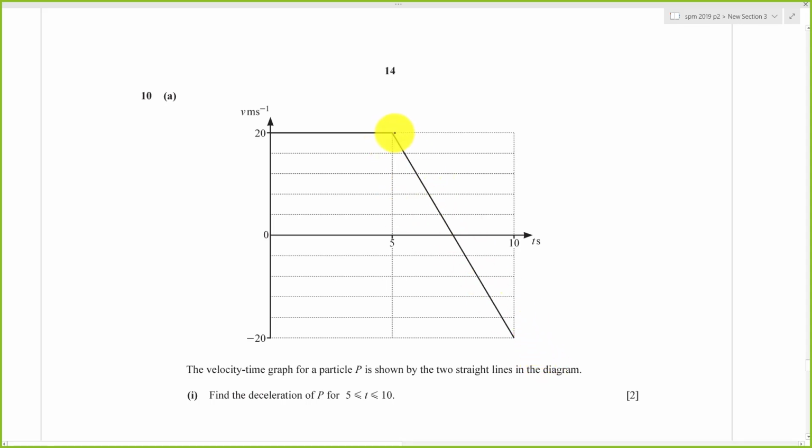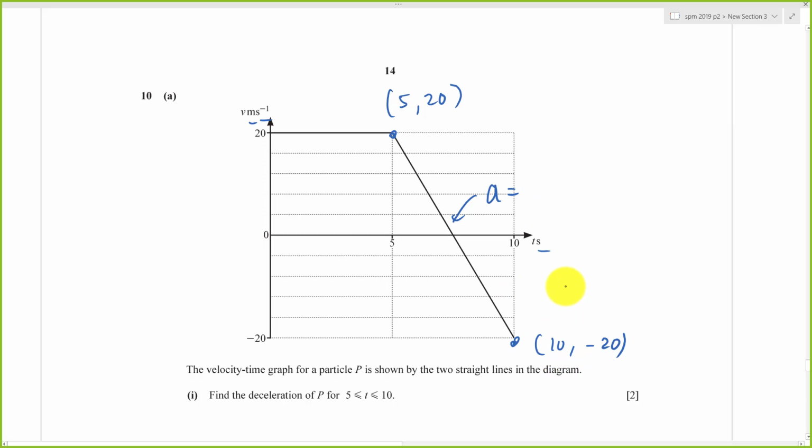This velocity, you cannot straight away say 20 or negative 20. Deceleration means they ask about the gradient of it. So they ask about the gradient, which is the a value, because the a value will be the gradient of the velocity-time graph. So I will take these two coordinates to find my a value. This coordinate is what? It's 5 and 20. This one is 10 and negative 20. For this kind of velocity-time graph, you need to pay attention to the units. This is meters per second.